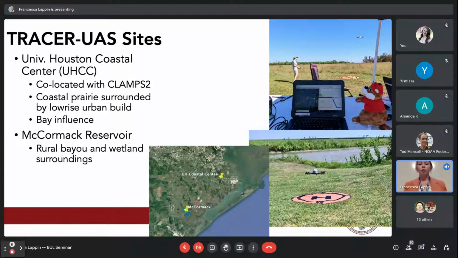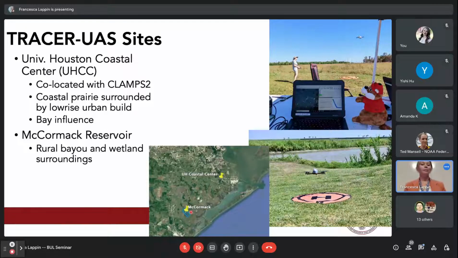In comparison to McCormick, which was really just in the bayous, very rural, some refineries, but not as close to the one as we were in the coastal center. And McCormick was too far from the bay to really see those impacts as strongly.